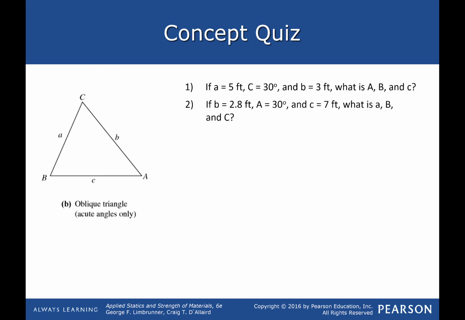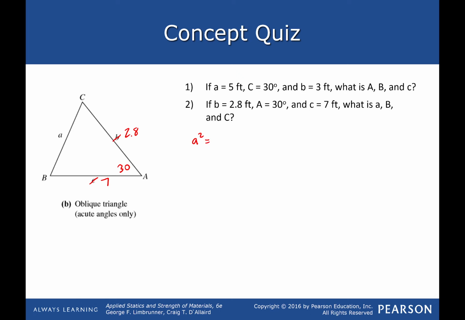So next one, b is 2.8, A is equal to 30, and c is 7 feet. What is a, B, and C? Now this problem is actually literally identical to the last one, just with different numbers. You can see that I know more or less these three things. I know everything on one side of my triangle. And I'm going to use law of cosines whenever you see that. But let's go ahead and do it.